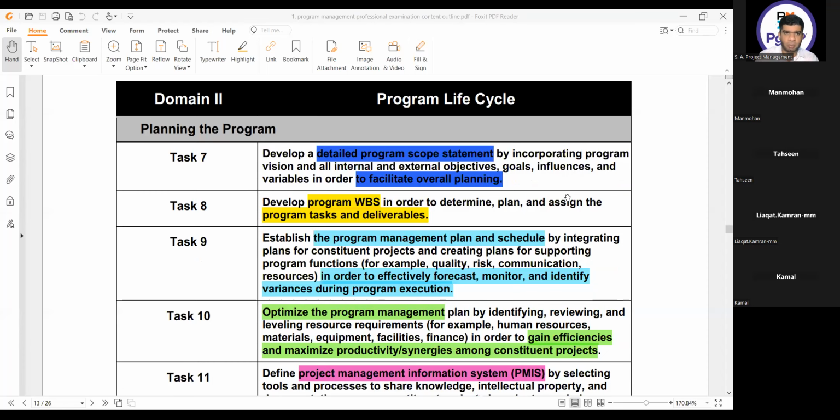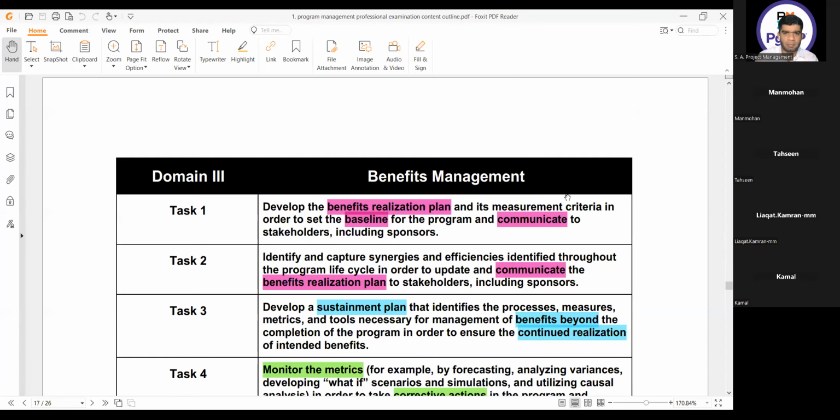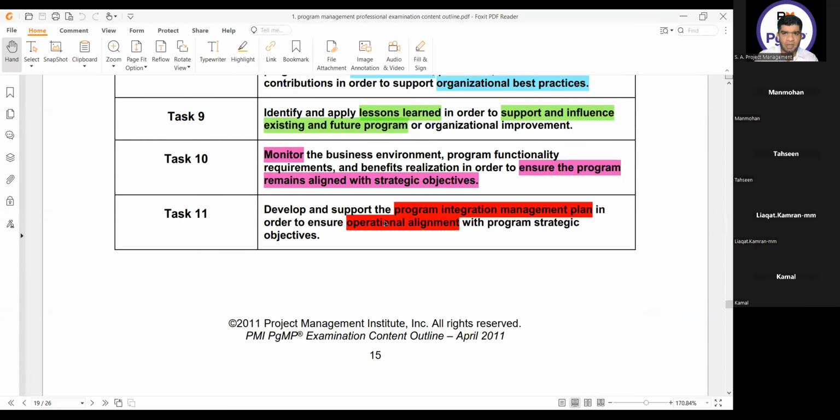Okay, the word "program integration management plan" is only here. Read task 11, Manmohan. Develop and support the program integration management in order to ensure operational alignment with program strategic objectives. So there are two points to understand here.